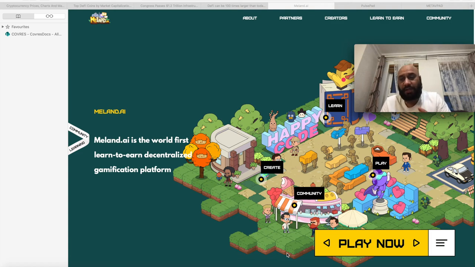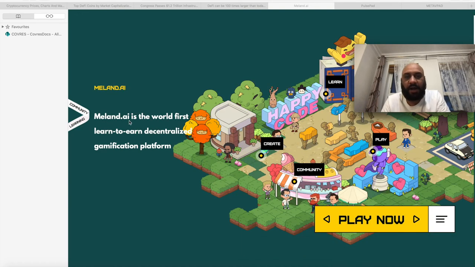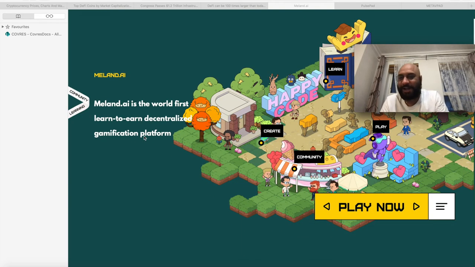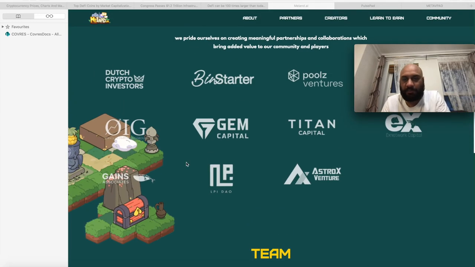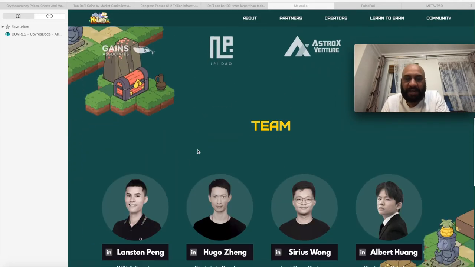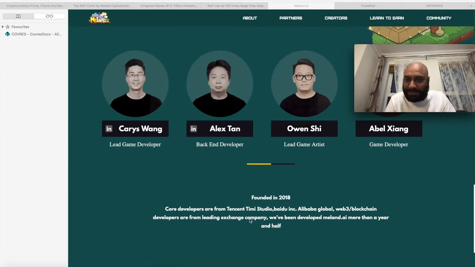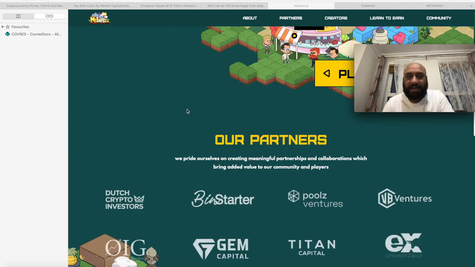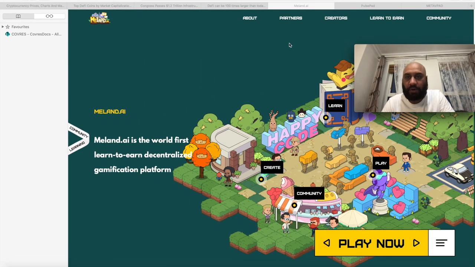So what I'm trying to give you guys here are slightly cheaper options where you don't have to require so much initial investment. They are the first learn to earn decentralized gamification platform. They have absolutely amazing investment companies behind them. The core developer guys are from Tencent, Alibaba, and I don't have to explain any further how big and massive that is. Given the connections of the team, this will be big, not financial advice. That is my number one 100x coin in December.